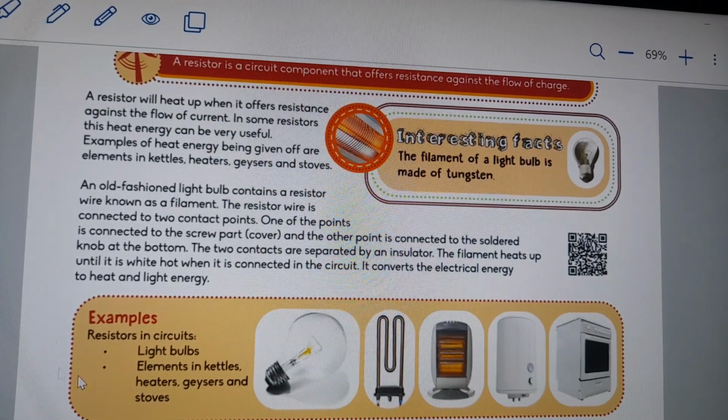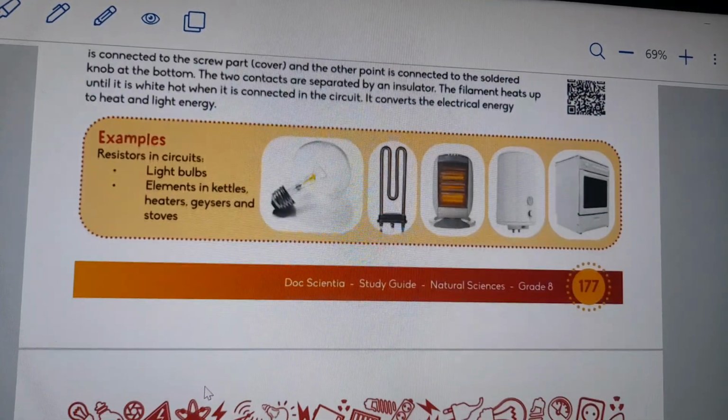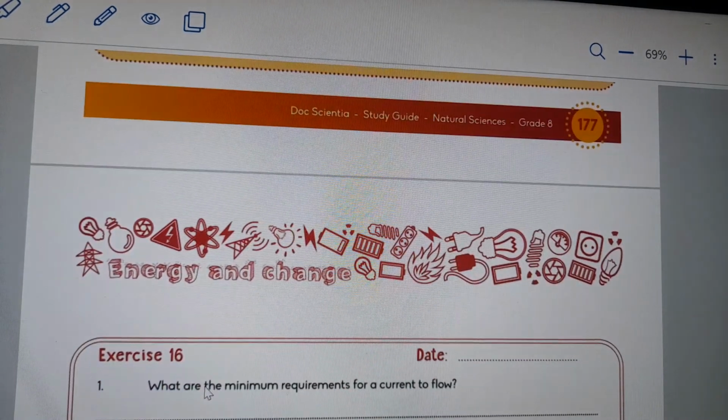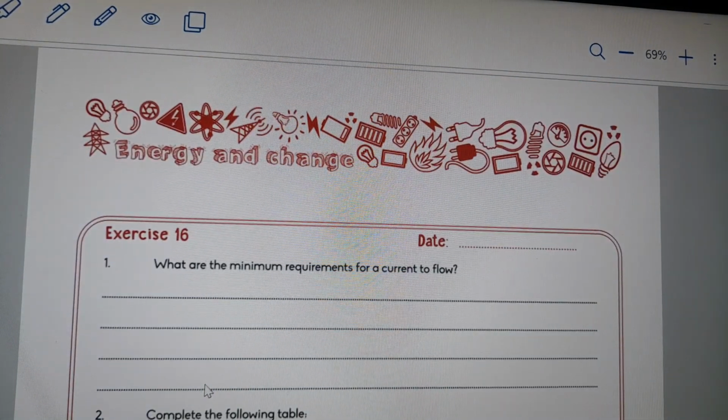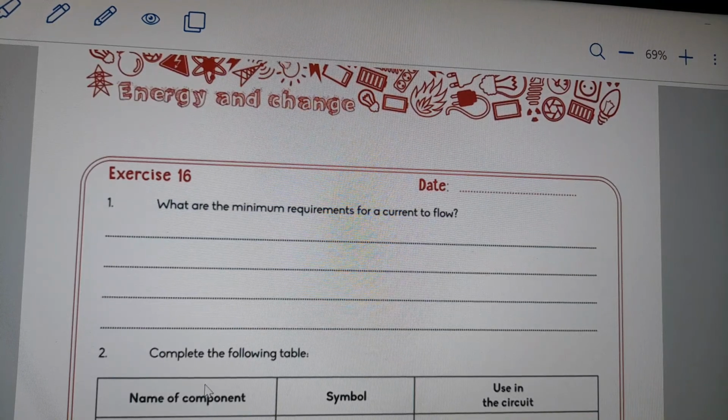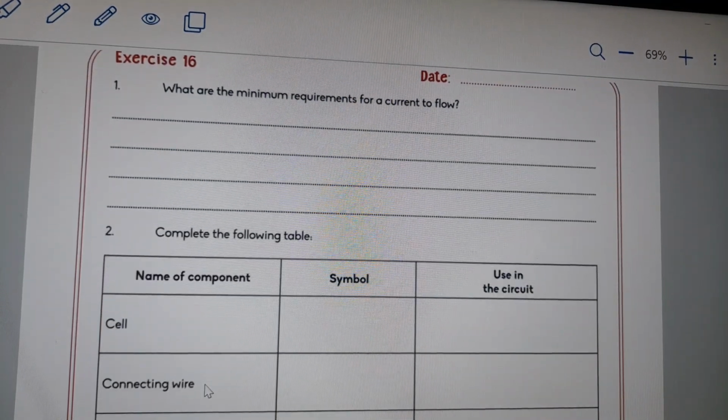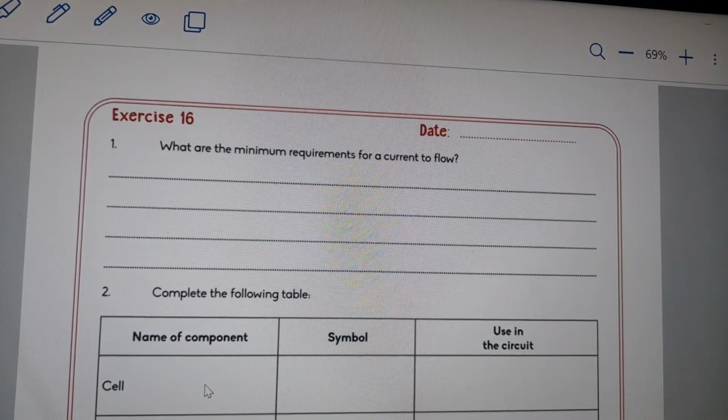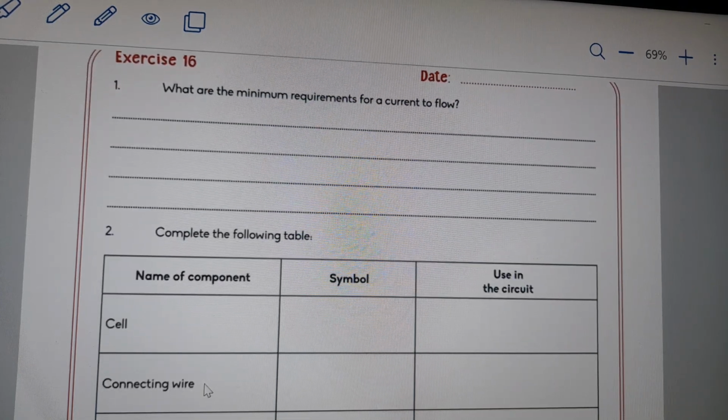And we get examples of resistors, which are light bulbs, elements in the kettles, heaters, geysers, and stoves. Okay, those are the examples of resistors. Okay, so with that said, you are able to do exercise number 16. Exercise number 16 on page 178. Okay.